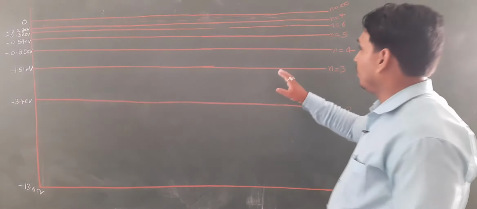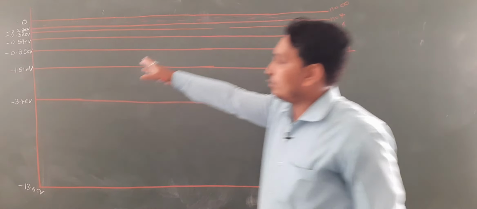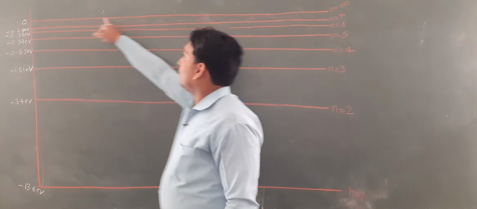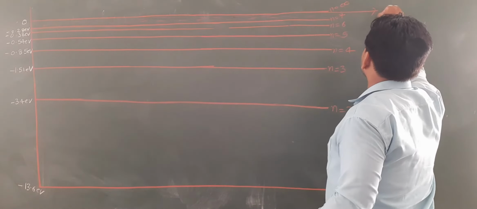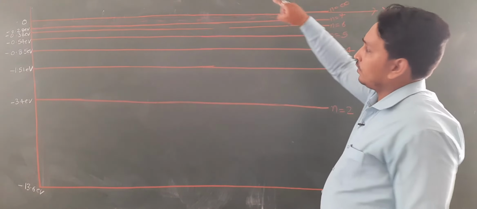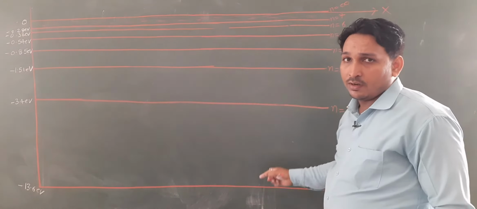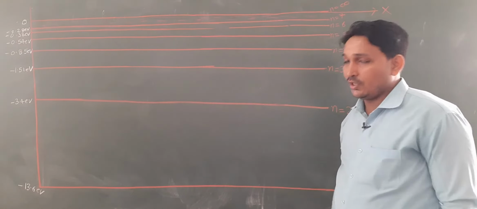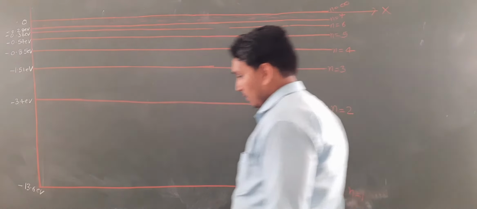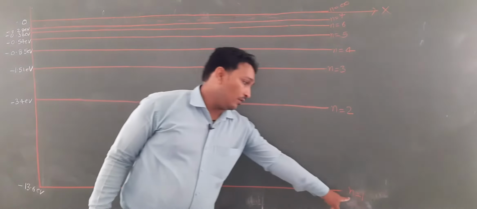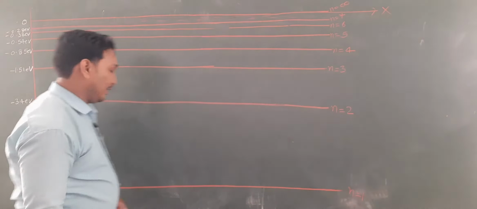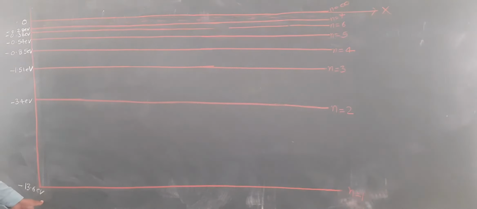Okay, this is your y-axis, and this one is your x-axis. So basically, we have drawn the negative of y because the energy is negative. The first energy level, which is n is equal to 1, you can see over here, and it is actually minus 13.6 electron volt.